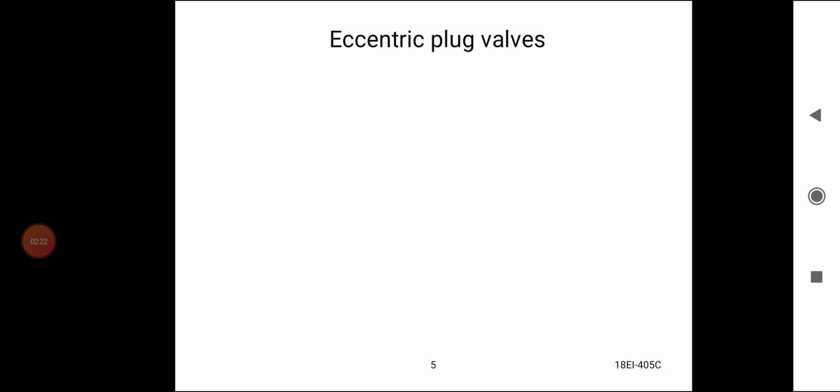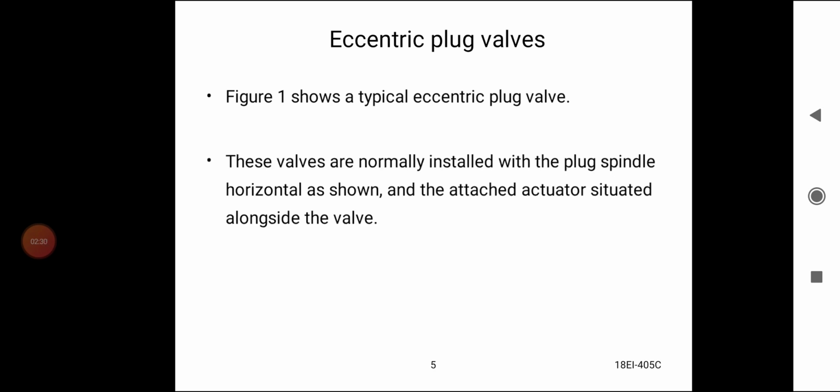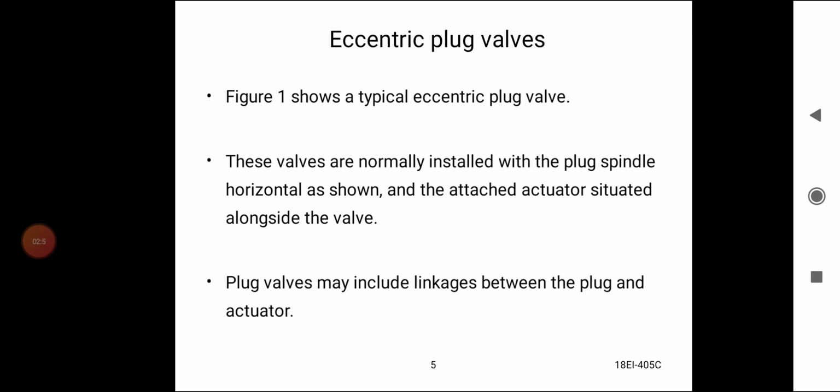Eccentric plug valves. Figure 1 shows a typical eccentric plug valve. These valves are normally installed with the plug spindle horizontal as shown and the attached actuator situated alongside the valve.